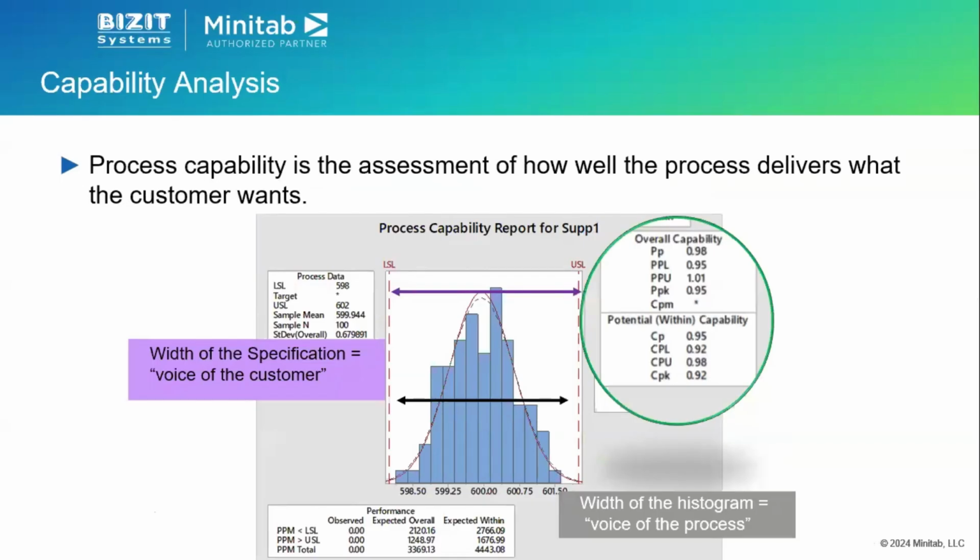The next tool is called the capability analysis. Process capability is the assessment of how well the process delivers what the customer wants. The width of the histogram represents the width of the process, and the width of the specification is the voice of the customer. So ideally, we hope the width of the histogram is as small as possible, and all the values are within the spec limits. When we run the capability analysis, the PPK and CPK readings will come out.